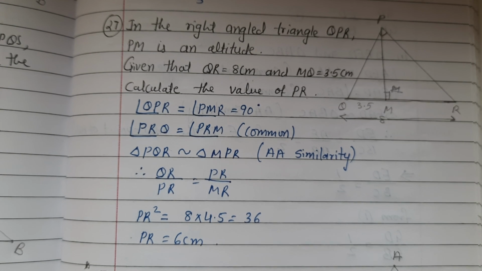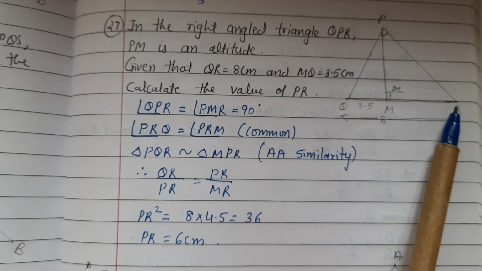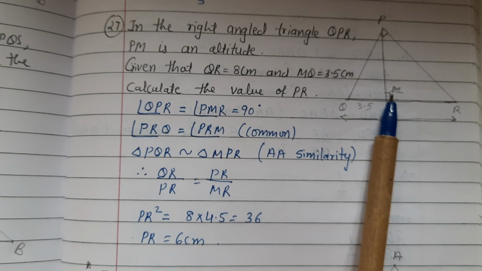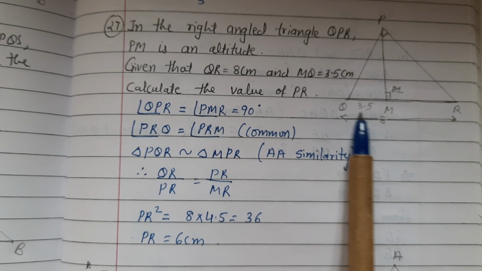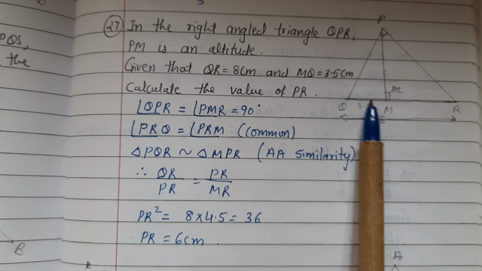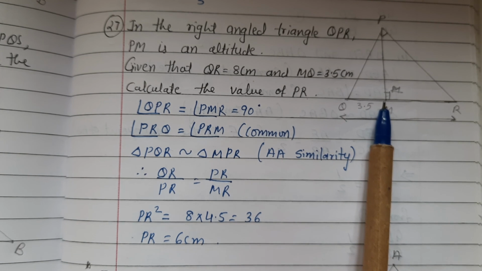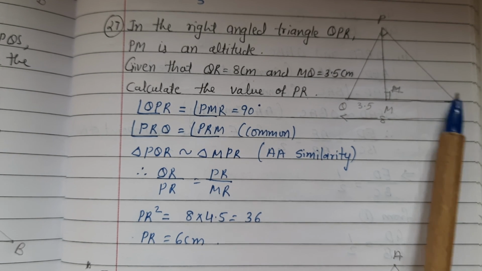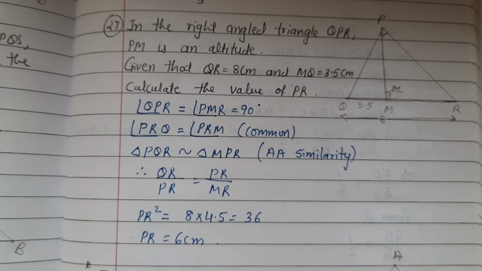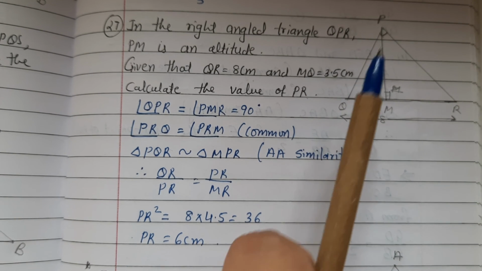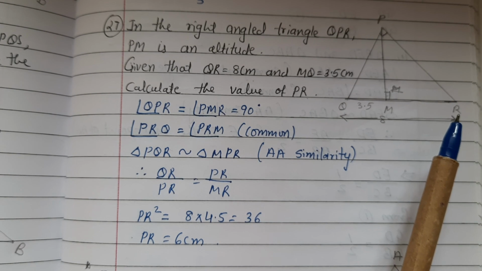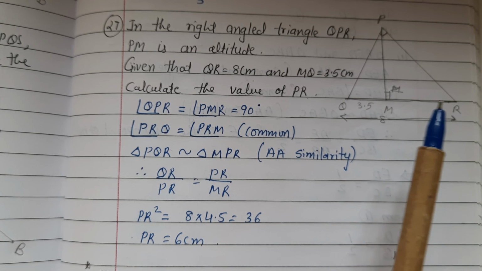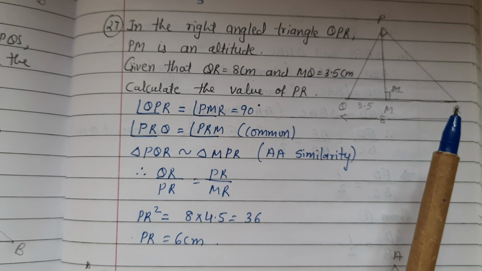Sum number 27. In right angle triangle QPR, PM is the altitude. Given QR is 8 centimeters, MQ is 3.5 centimeters. Calculate the value of PR. Angle QPR is equal to angle PMR, equal to 90 degrees.